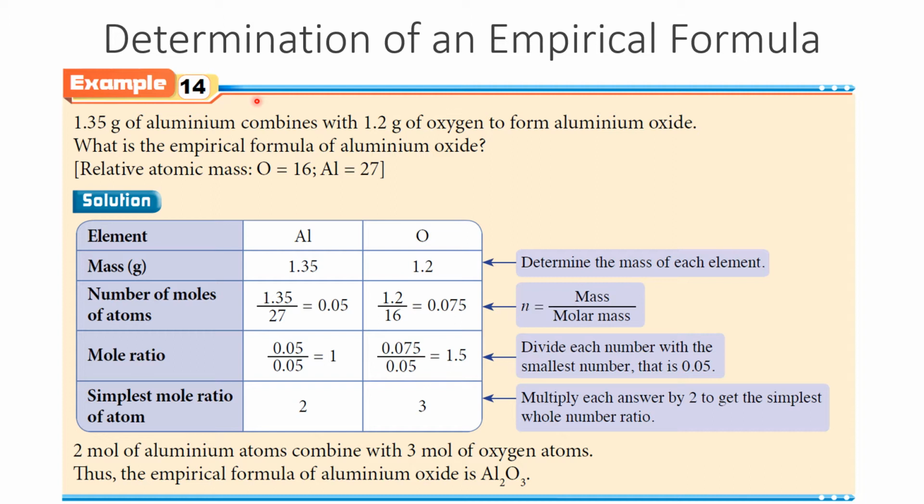So this is the example of determination of an empirical formula. Example 14 is in your textbook, so let me read for you. 1.35 gram of aluminium combines with 1.2 gram of oxygen to form aluminium oxide. What is the empirical formula of aluminium oxide? Given the relative atomic mass, oxygen 16, aluminium 27.